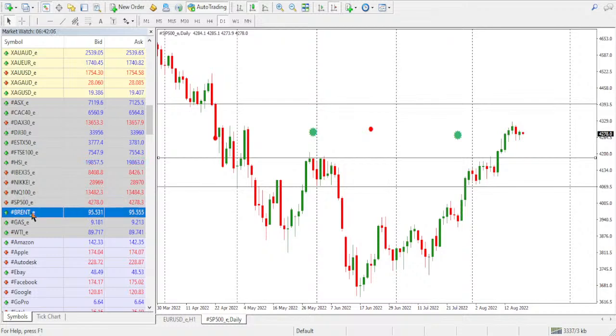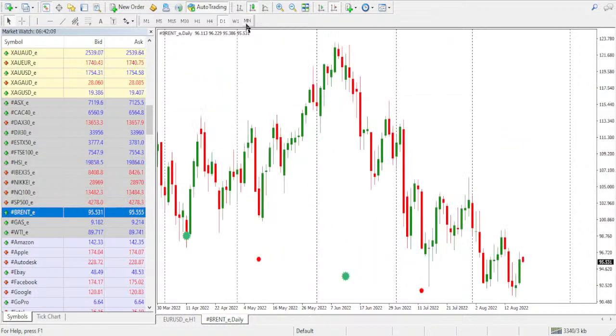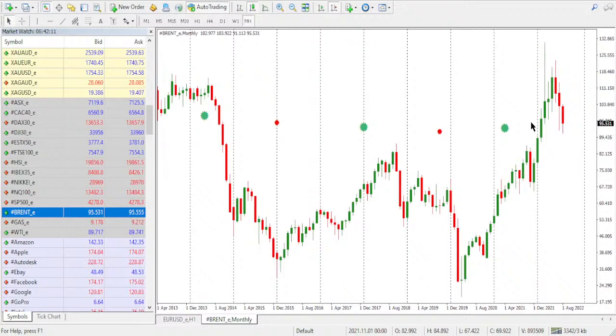My next chart is Brent oil. I've not changed my opinion on this one. I'm still looking for a sell, especially on the monthly chart. I'd like to see the price continue downwards, at least up to this point here, which is 83.715. The next one is 83.059.